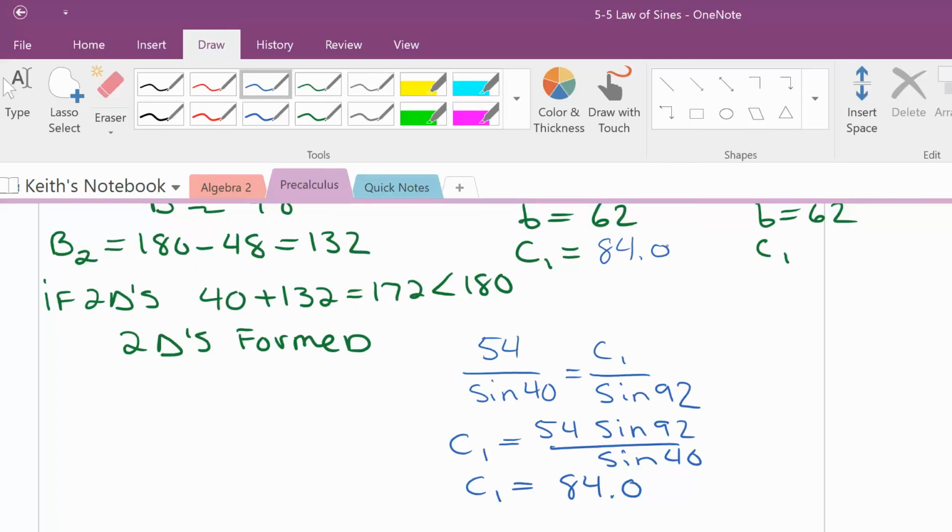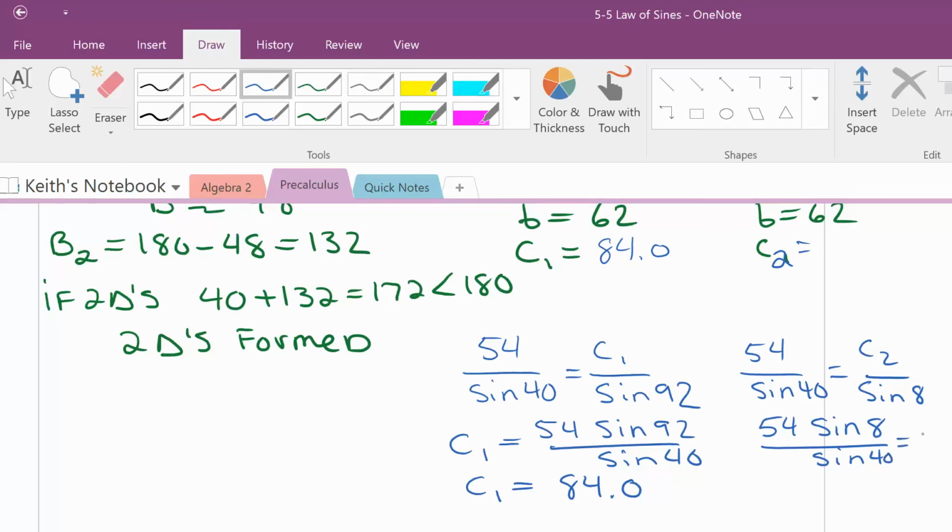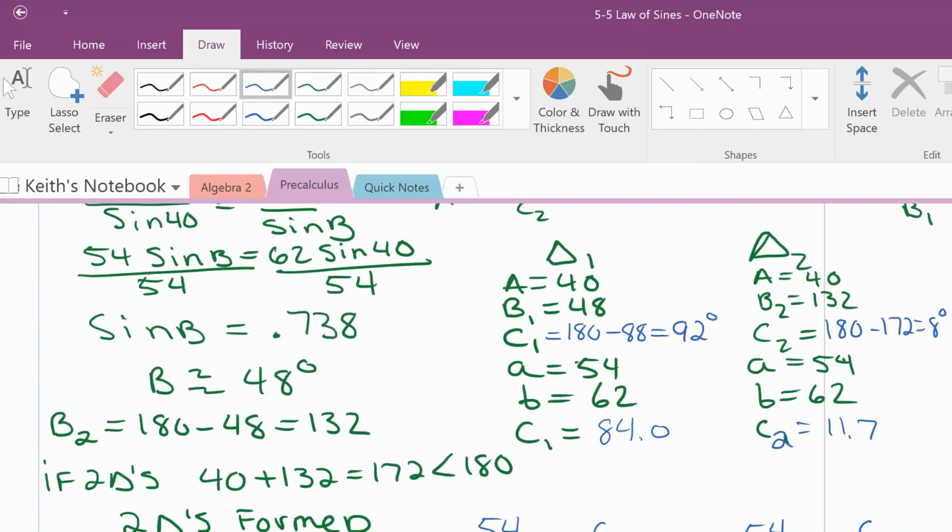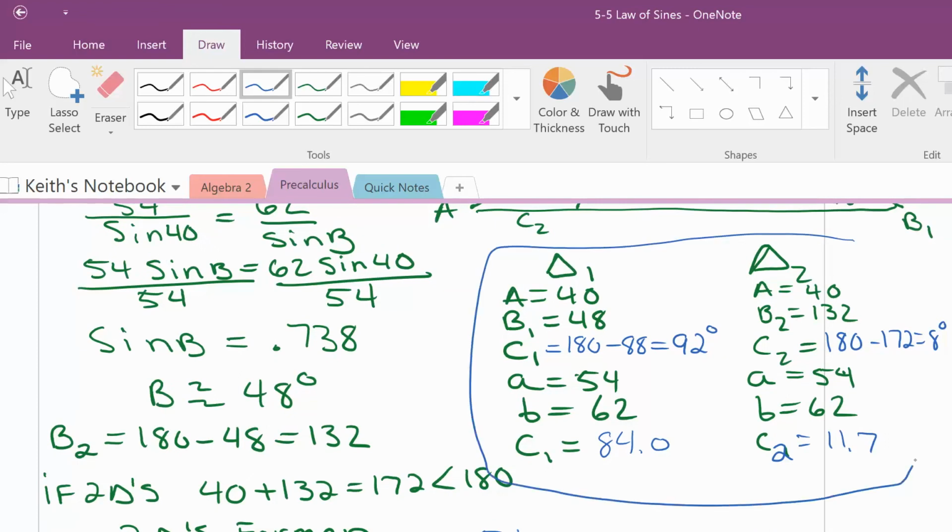In the second triangle, this should actually be a 2. You would do the same thing, 54 over sine 40 equals the second C over sine 8. And then cross multiply, so 54 times sine 8 over sine 40. And then when you get that, you get 11.7 is C sub 2. So there you've solved all the parts of both triangles. So you'd have your list.